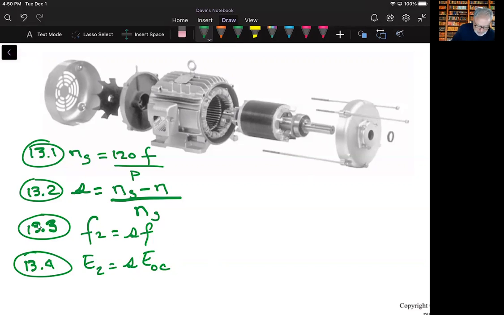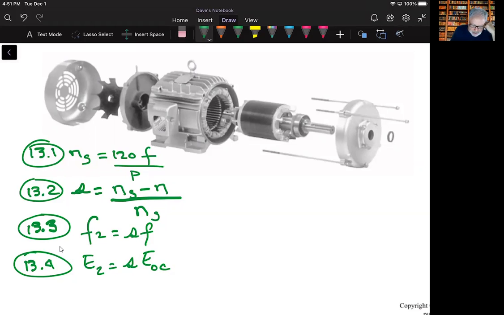The other one says that the voltage induced in the rotor, E sub 2, is equal to the slip times the open circuit voltage induced in the rotor when at rest. There's a little explanation there. He says in a cage motor, open circuit voltage E sub OC is the voltage that would be induced if the rotor bars were disconnected from the end rings.